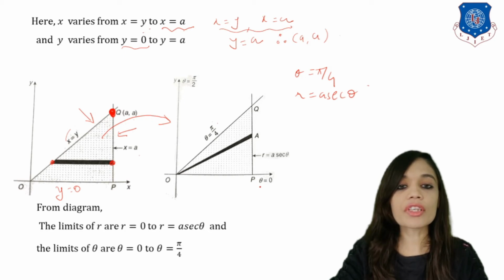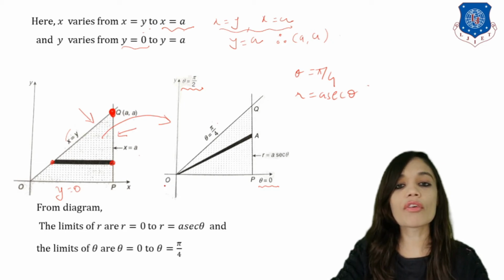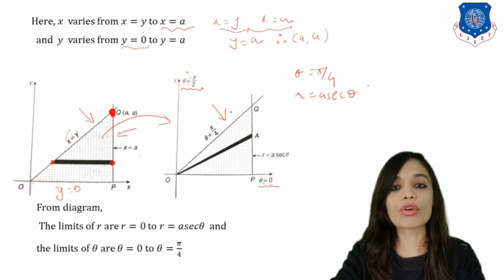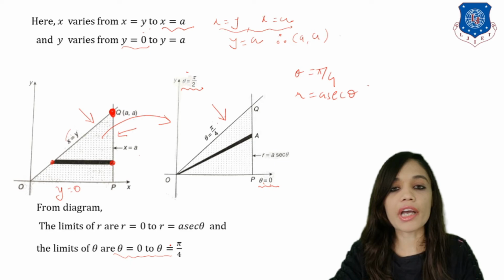Now here you can see theta equals 0. Here theta equals pi by 2. So where can we draw our line theta equals pi by 4? It will be in between theta equals 0 and theta equals pi by 2, right? So this is our line theta equals pi by 4. So our theta moves from 0 to pi by 4 in our region R. So this is the limit of theta, that is 0 to pi by 4.